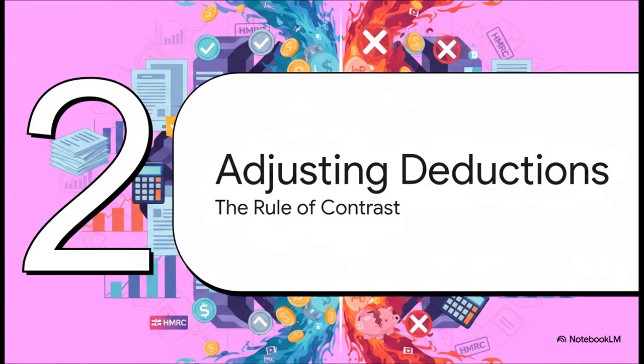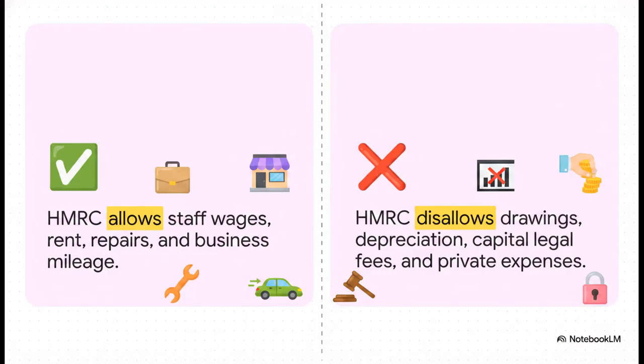Section 2. Adjusting your deductions. The rule of contrast. Now, this is where the real heavy lifting happens in the exam. You have to separate exactly what HMRC allows from what they're going to immediately reject. And the contrast here is stark. On the allowable side, HMRC is perfectly happy to let you deduct things like staff wages, rent, business insurance, repairs, well, as long as they aren't improvements anyway, and business mileage.